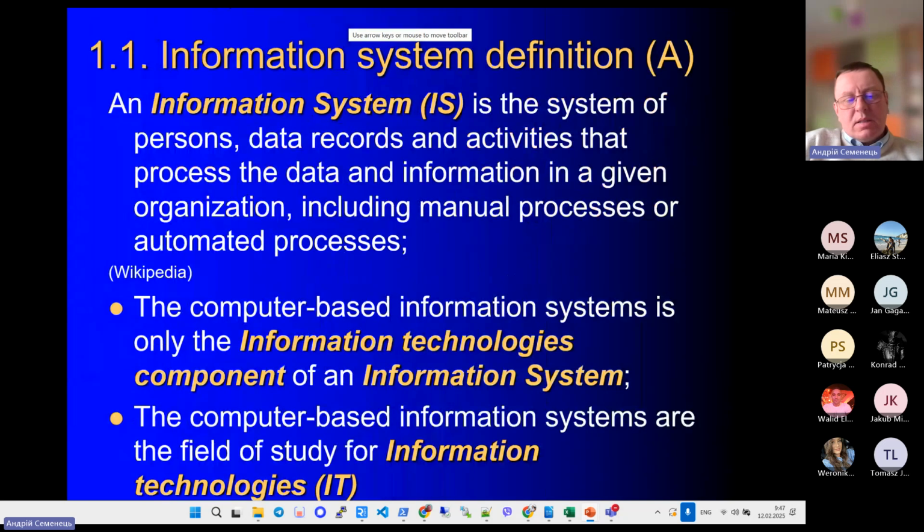There are multiple definitions depending on what source you use. For example, we can see it as a system of people that has activities that process data and information in an organization. Then it could be more straightforwardly depicted as a computer-based information system, which is only the information technology component of an information system. And of course, in modern times, our object of study will definitely be the computer-based information system.